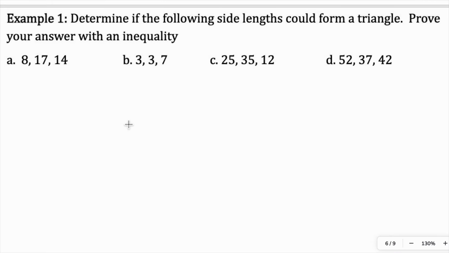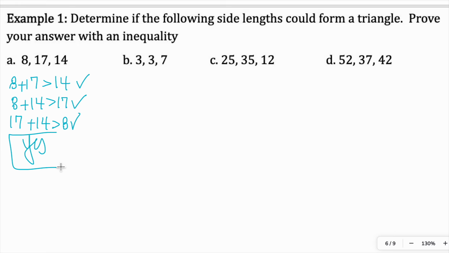So we're going to try that in example 1. Determine if the following side lengths could form a triangle. Prove your answer with an inequality. So we would just start using the same example we saw here. The first two added together: is 8 plus 17 greater than 14? Yes. Then I do the next two: 8 plus 14, is that greater than 17? Also yes. And then I do the last two combinations: 17 plus 14 is greater than 8. So notice I've added together everyone, everyone's gotten a chance to hang out with one another, is what I'd like to say. So those are all going to be greater than the third side. So we could say, yes, this could form a triangle.